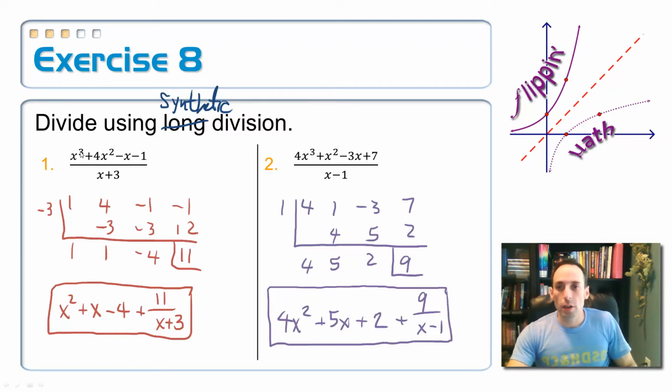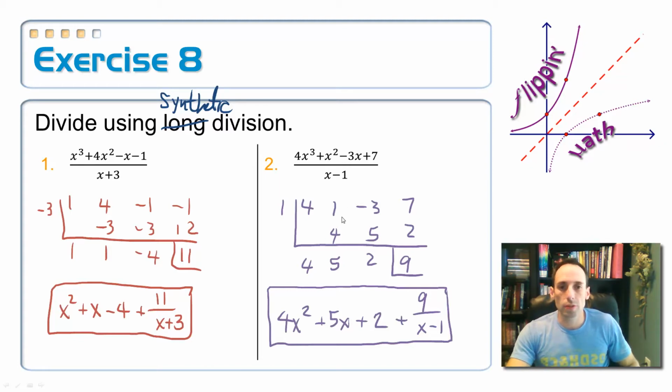So my answer here, I'm dividing x cubed by an x. That's going to be x squared, so x squared plus x minus 4 plus 11, the remainder, over x plus 3. Okay, number 2, I'm dividing by x minus 1, change the sign, so it's a positive 1 that's going to go on the outside here.